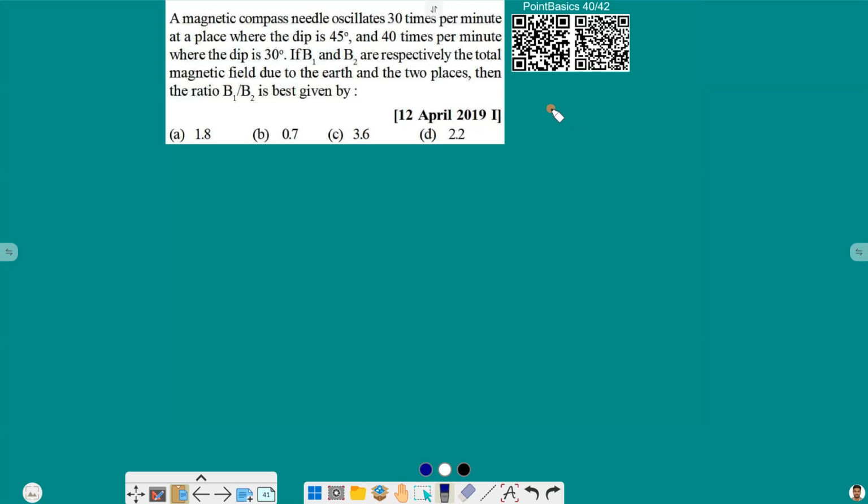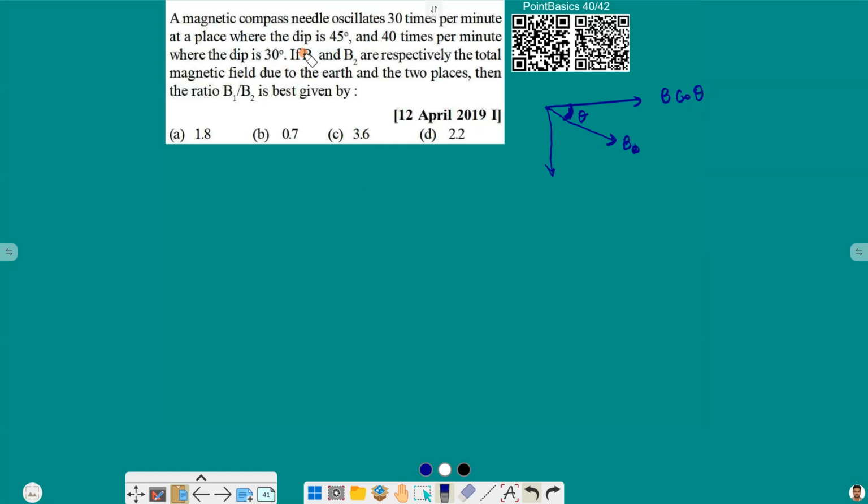So suppose this is the original value of the field. Suppose that is B1. So this is the horizontal direction and this is the vertical direction. So this is the angle of dip. So here angle of dip is mentioned in two cases. So suppose that is theta. So the horizontal field will be, if this is B, the horizontal field will be B cos theta.